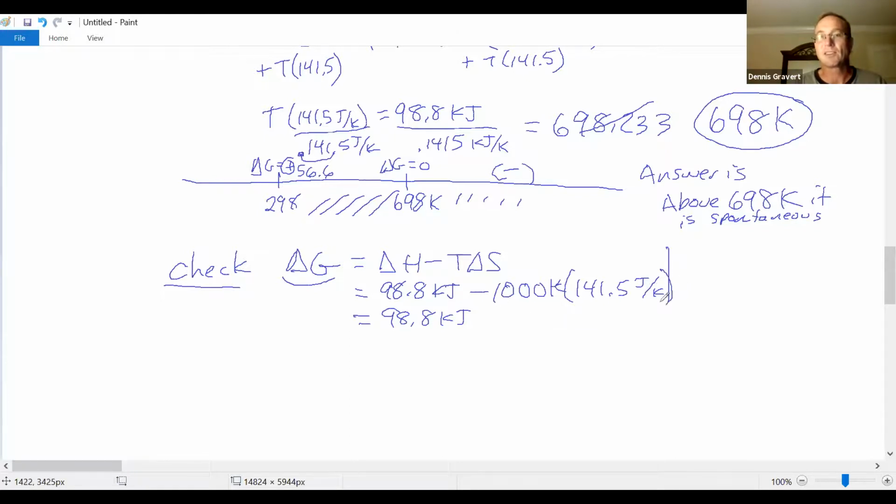I need to convert this to kilojoules, right? H is in kilojoules, my S is in joules. So now they're in kilojoules, but wait, this 1,000 cancels out that 1,000. Yay!